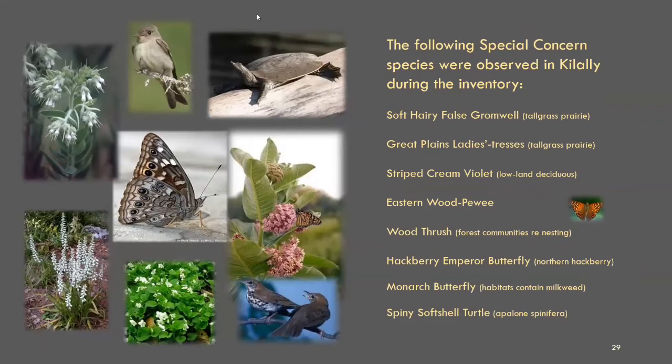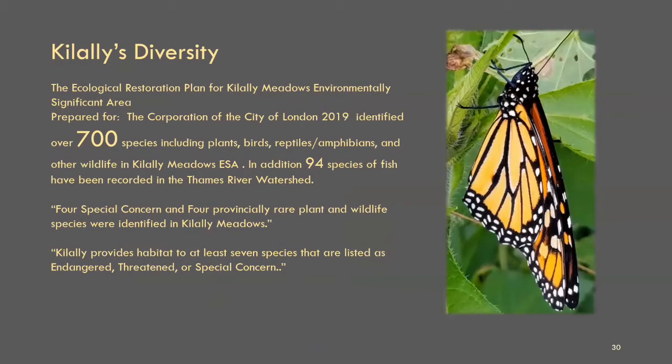These are identified in the ecological restoration plan. These are species of special concern, and you can see them listed there. They're quite beautiful as well. Next slide. Kilally is very diverse, as mentioned before, and there were over 700 species included in the ecological inventory, and also the species of special concern.